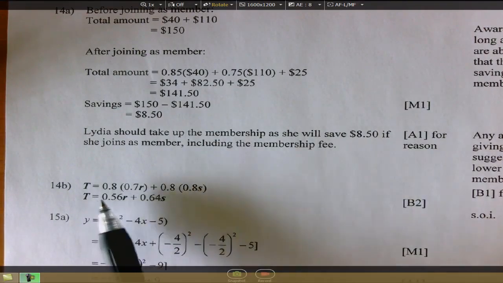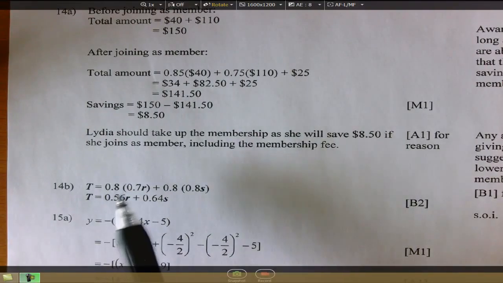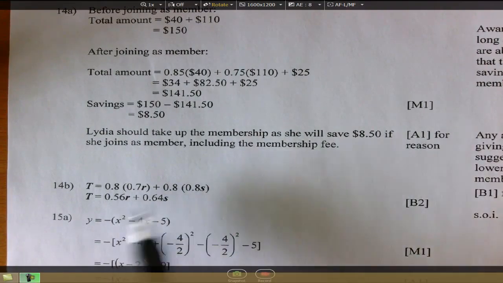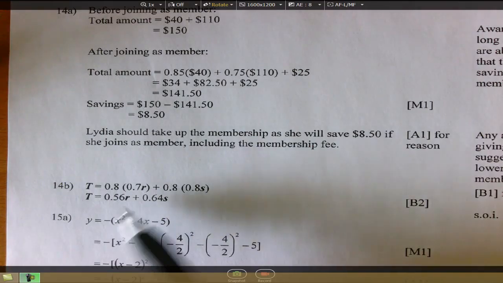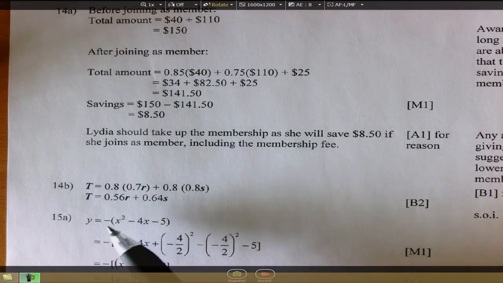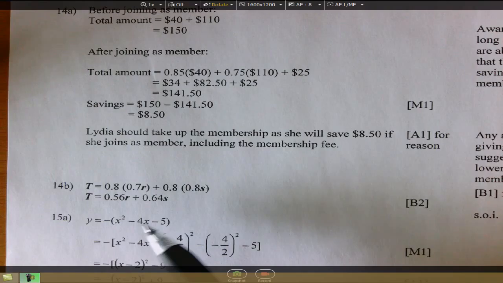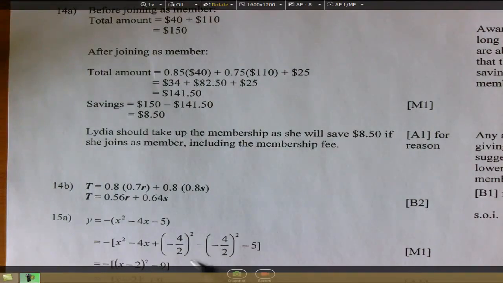So you just key in the calculator. 0.8 times 0.7 is 0.56. 0.8 times 0.8 is 0.64. So therefore this is the price you'll pay: 56% of the original rebonding price and 64% of the scalp treatment price if she were to come on her birthday month. And that is question 14.